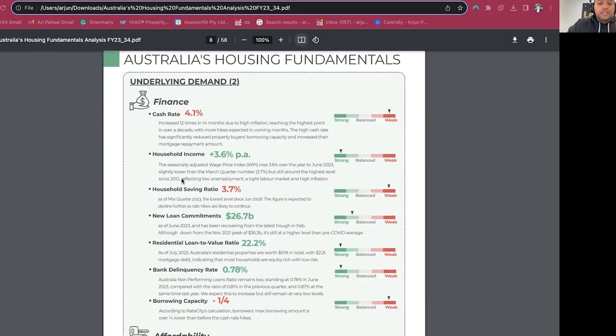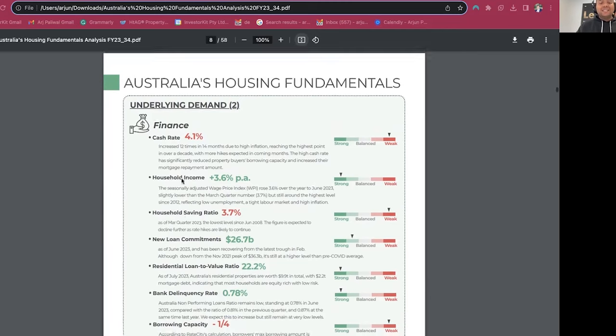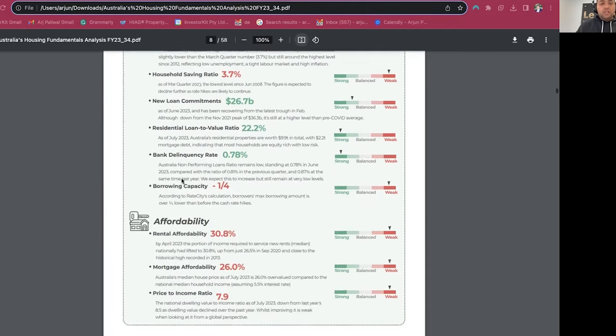Household income seems to be traveling up really strong, wages increasing, obviously not as good in relative terms to inflation, but increasing. New loan commitments still very strong, and that's crazy, right? And interest rates have gone up, borrowing capacity slashed 38%, yet the money being borrowed and committed to is still at a very high level. Again, very much down from the peak of 36 billion, sort of November 2021, but it is still at a very strong level.